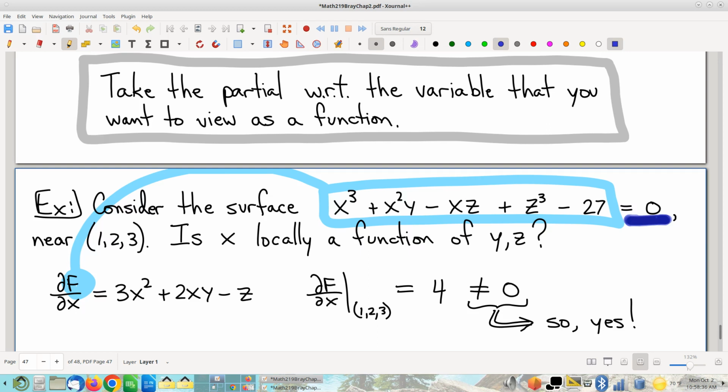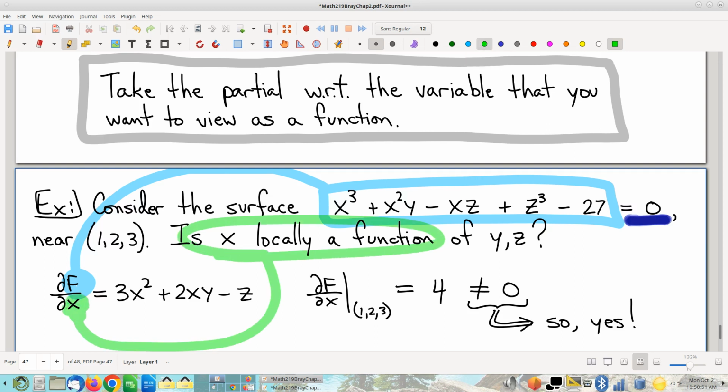The premise of all of this is that we're looking at a level set of a capital F function. So we're going to take the partial of that function with respect to x. Is everybody happy? Cool. A little bit of algebra. No big deal.